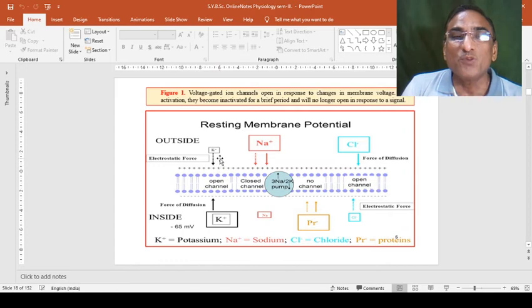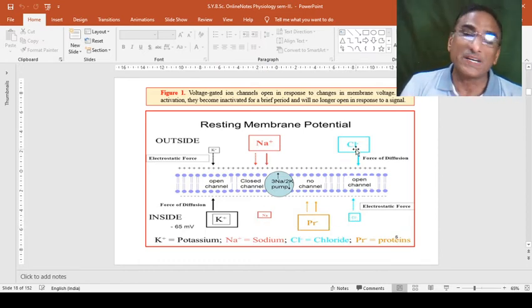As they move outside, the charge naturally changes. How is it so? The charge changes means the activity changes, the role changes, the balancing changes, and therefore these are the different charges to the particular ions.